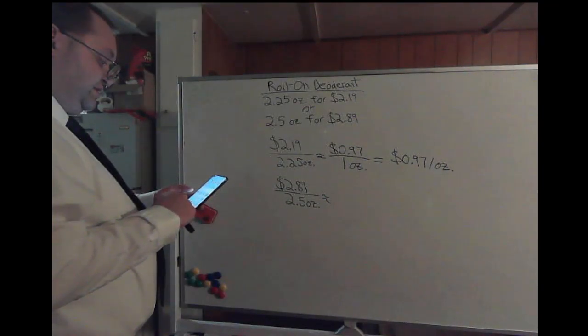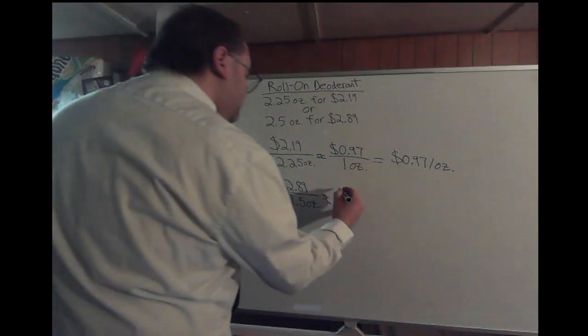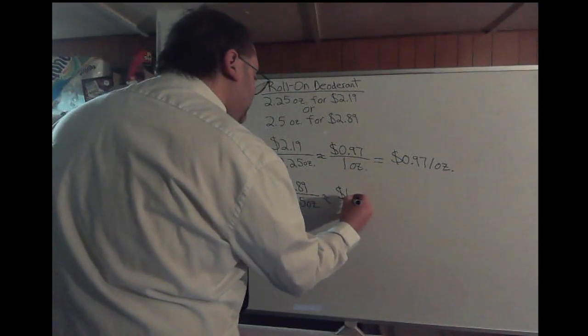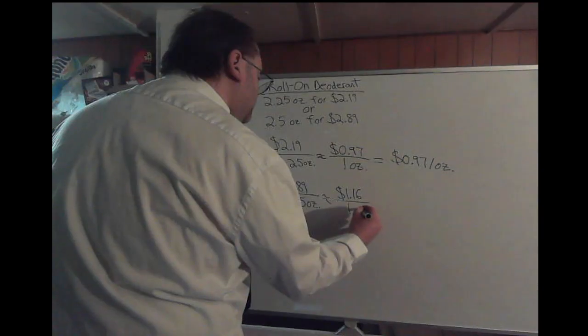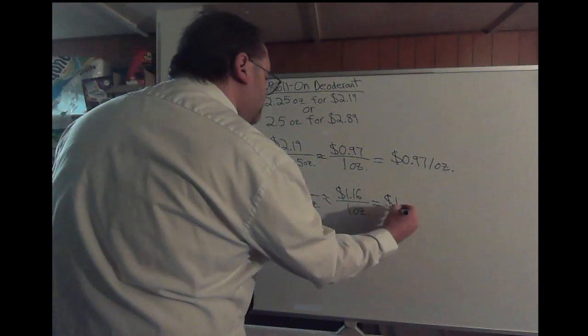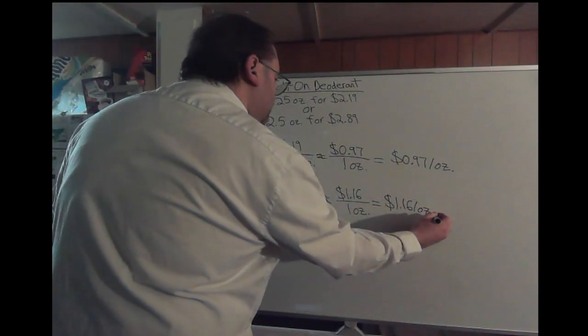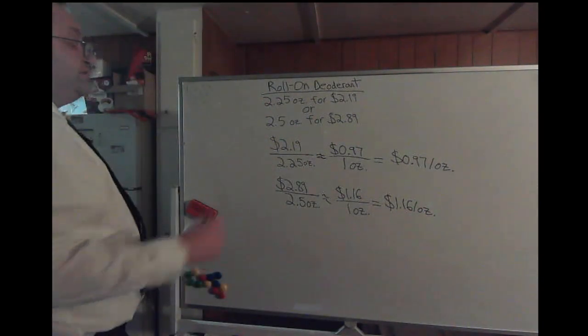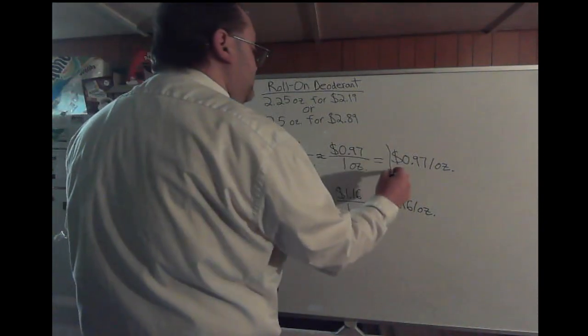$2.89 divided by 2.5. Yep, that comes up to about $1.16 per 1 ounce, which you can also write as $1.16 per ounce. So I think it's a no-brainer that the first deal, the 2.25 ounces for $2.19, is the better deal.